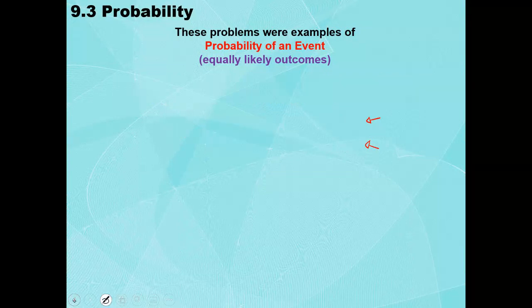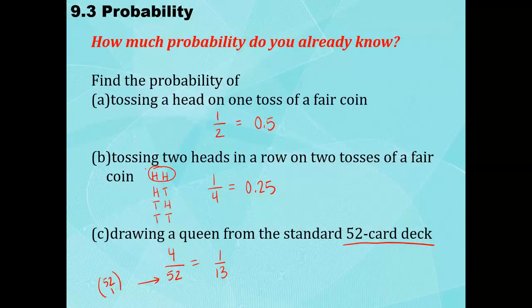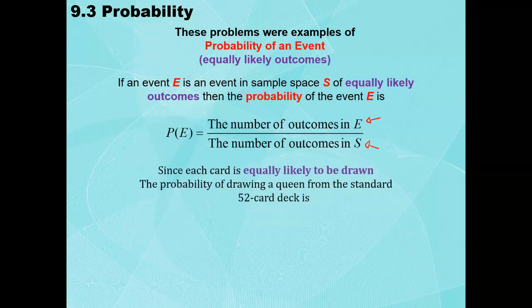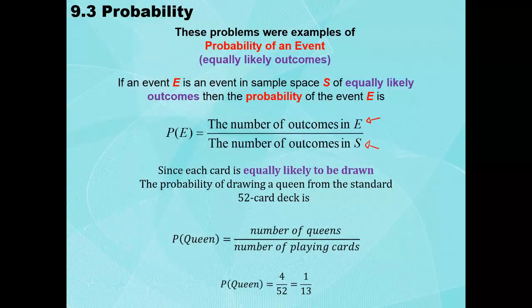If I go back to this slide, this right here is my sample space. If I'm listing out all the possible things that could happen when I do this, that is the sample space. The event is the desired outcome. Since each card is equally likely to be drawn, the probability of drawing a queen from the standard deck was 4/52, or 1/13.